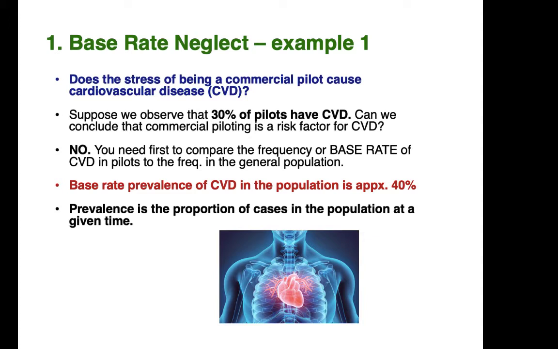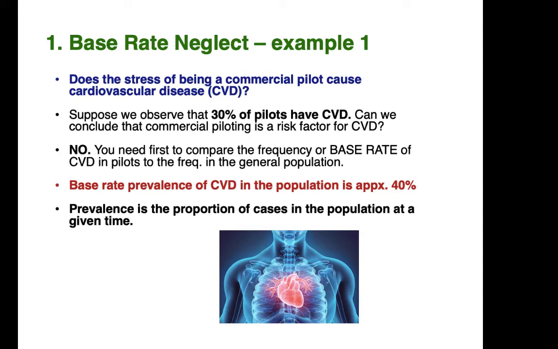The general population base rate prevalence of cardiovascular disease is approximately 40%. So in our example, the risk of cardiovascular disease in pilots is 30%, and that's less than the 40% base rate in the general population. Now, we can't jump to any conclusions about that. But you see how we would make a mistake if we were to think that the 30% base rate of cardiovascular disease in pilots was somehow caused by the stress of their being pilots, when in fact they appear to have a lower base rate.